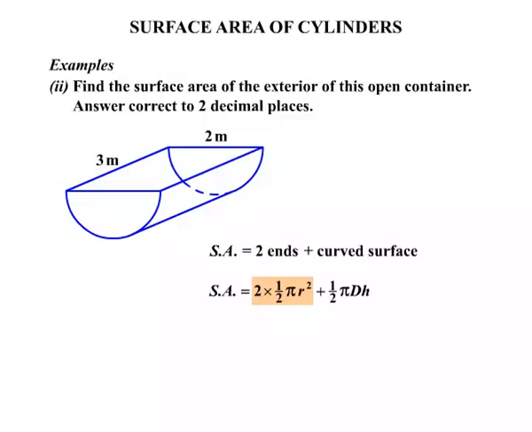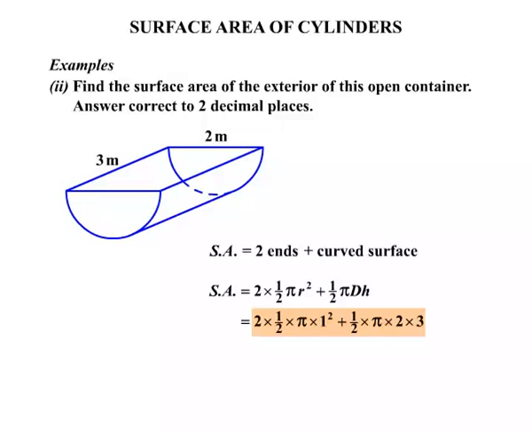Now let's multiply through where r, we need to calculate r. We know that the full diameter is 2 meters, that's why r is only 1 meter, it's half of it. So we go 2 times a half times pi times 1 squared. And we're adding a half pi dh. So where the diameter is 2 and the height is 3, we're adding a half times the pi times the 2 times the 3.